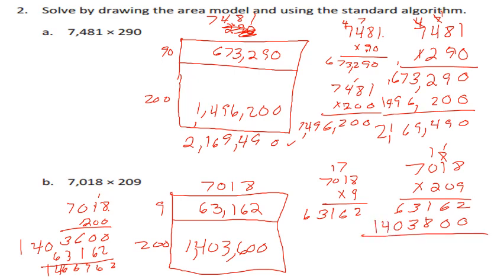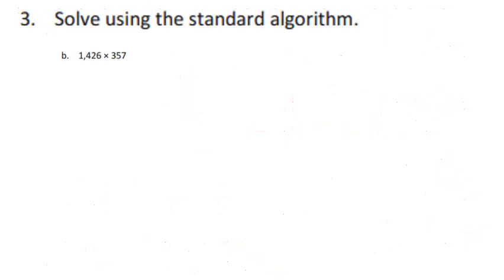We add them up, our two partial products. That's 2, 6, 9, 6, 6, 4, 1. So we end up with 1,466,962, which checks with our first area model. Next one, we're just using a standard algorithm.